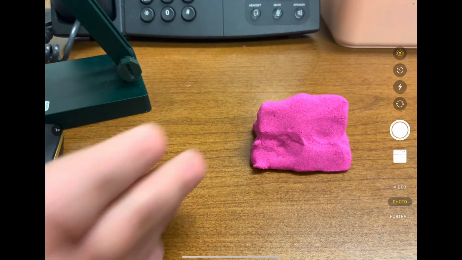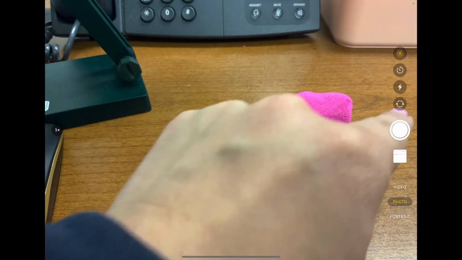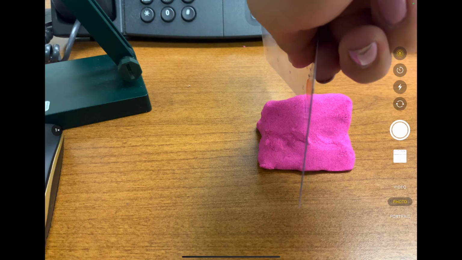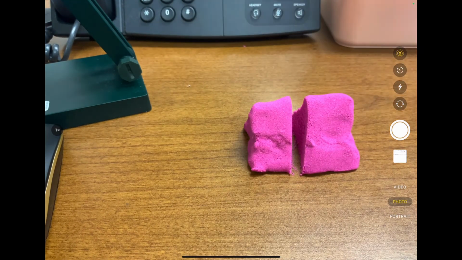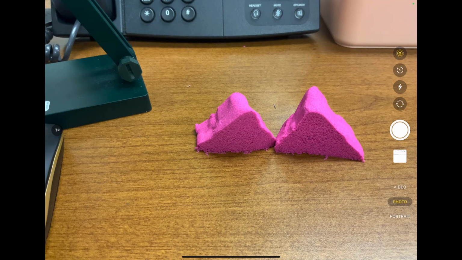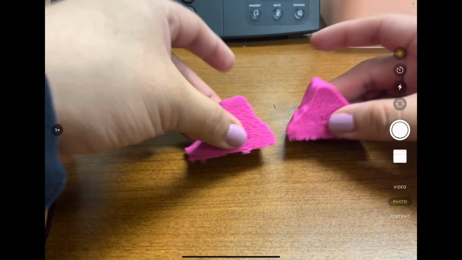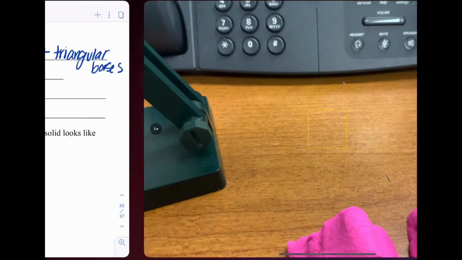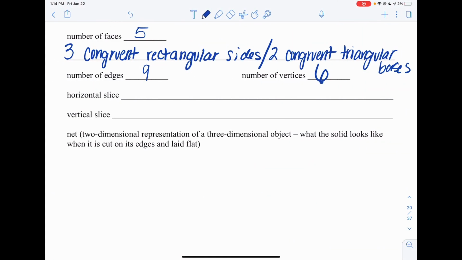Okay, and that's going to be our horizontal cut because we cut horizontally. Now, if I do a vertical cut, straight down the middle, when I open that up, I now have triangles. Okay, so that is my vertical slice because if I look inside, it is going to give me a triangle. So going back to my notes, my horizontal cut is a rectangle, and my vertical slice is a triangle.